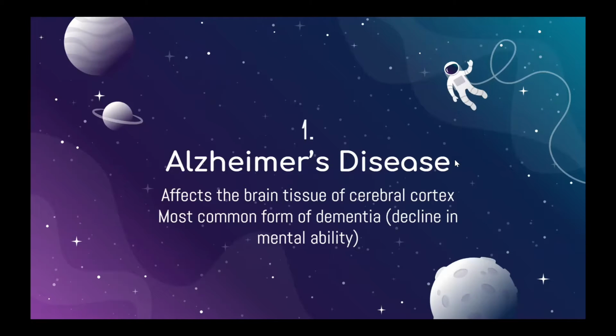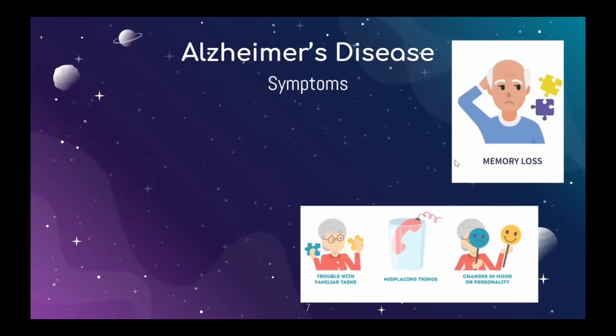Alzheimer's disease, which I'm sure many of you have heard of, is a disease that affects the brain tissue of your cerebral cortex. It is known as the most common form of dementia, and dementia is the decline in mental ability. Do you have a relative or friend that you know that has Alzheimer's disease? Please think about that and pause the video if you do.